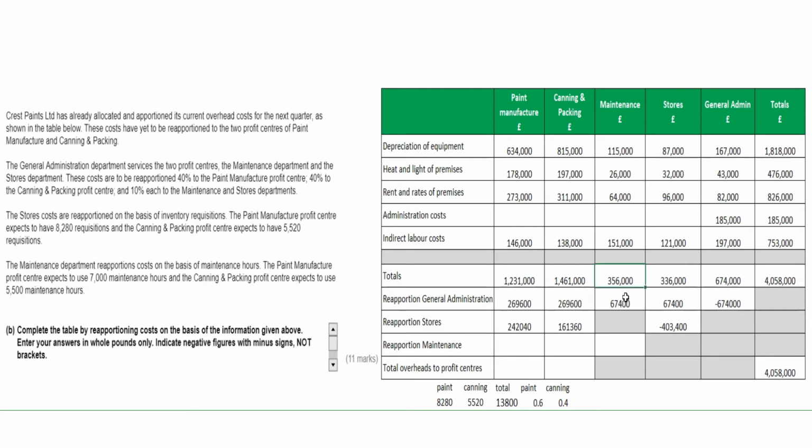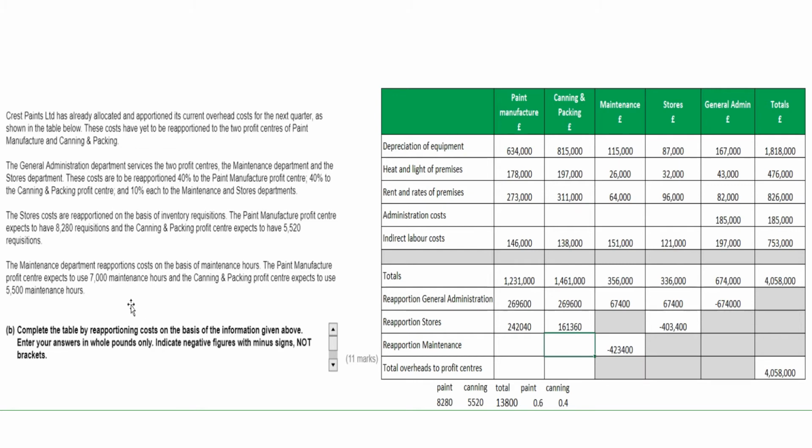First thing we need to do is add these two together. Okay, and then we'll turn it into a negative number. So let's just do this quickly, times by -1. Yeah, so now we know. Right, let's see how we're reapportioning it.